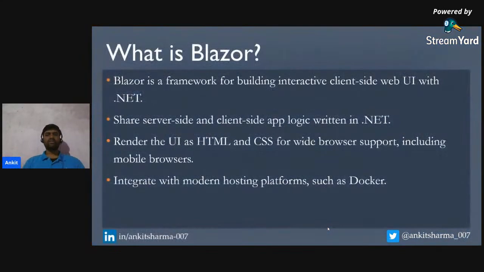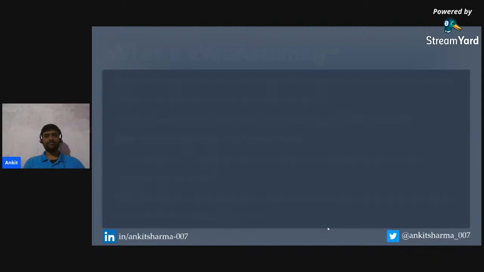The first question is, what is Blazor? Blazor is a framework for building interactive client-side web applications using .NET. It allows us to render HTML and CSS, and it is supported by a wide array of browsers. We don't have to install any extra plugin to run it on the browser. It allows us to share server-side and client-side application logic written in .NET. We can also integrate our Blazor application with modern hosting platforms such as Docker or Azure App Services.